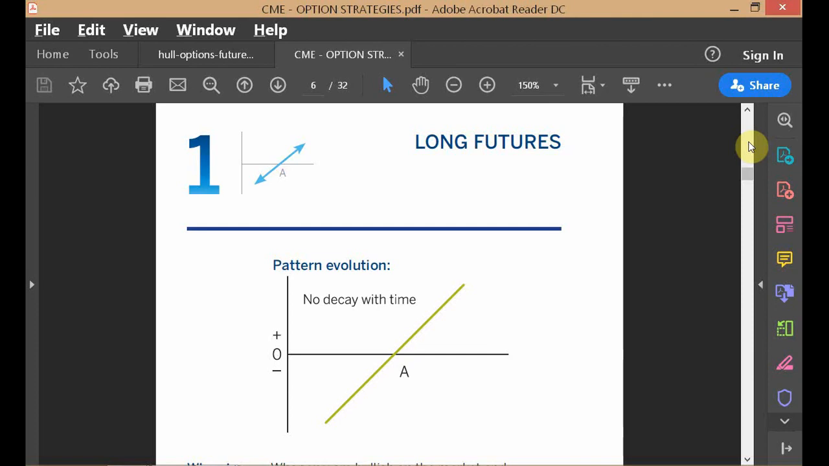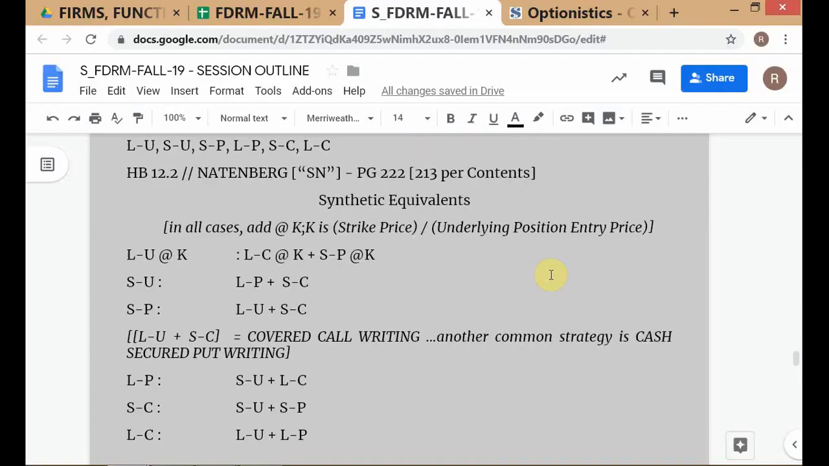Think about it this way. Okay, long futures, when the market rises above the strike price, this is the K. In your notes, I have written it as K. Long underlying at K. Everyone understands this notation? No need to expand it. LU at K. K is just a price.